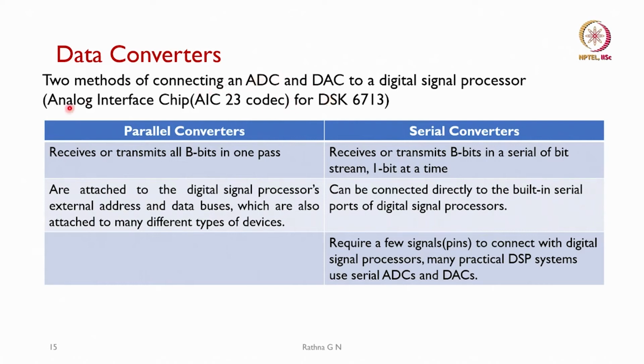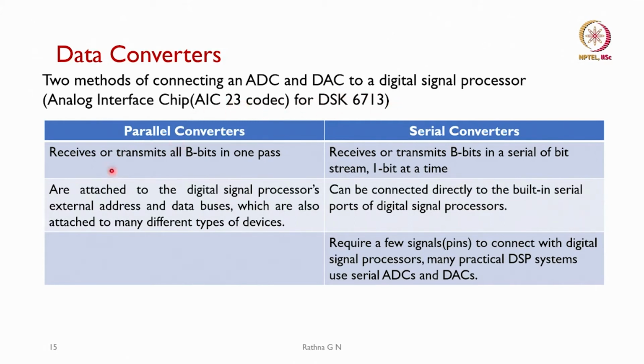In this case we have what is called the AIC chip, which is the analog interface chip. In the DSK 6713 it is going to be the AIC 23 codec. Both coding and decoding are incorporated in one chip itself. These are the higher versions of DSP processors from TI that I will be taking. We will see why we have gone with TI later on.